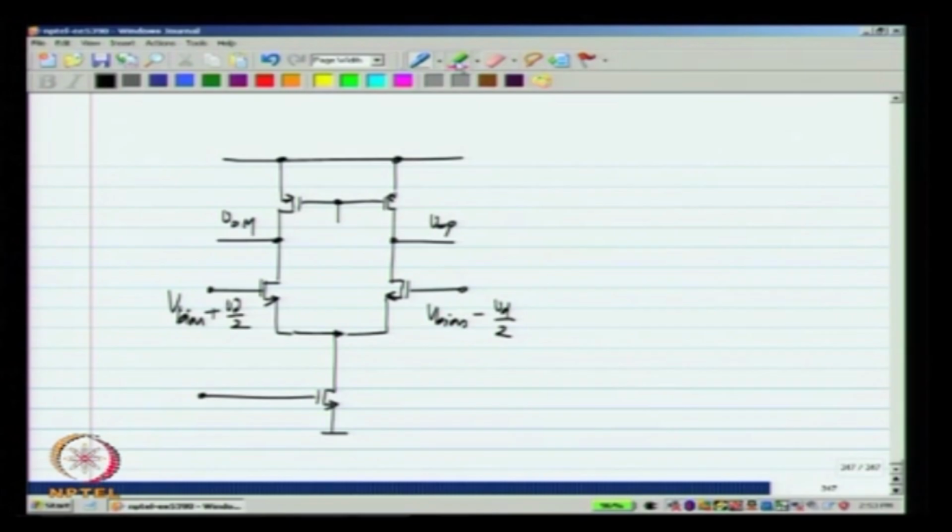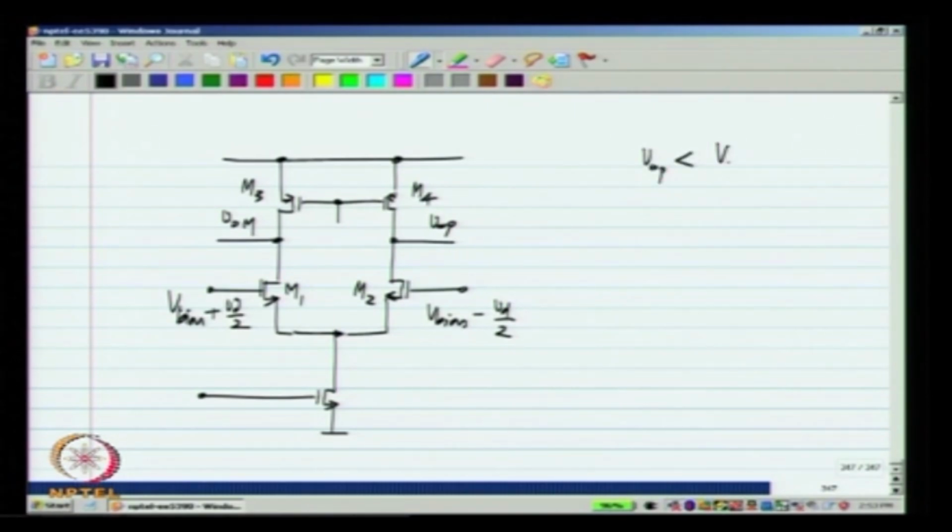We know that if VOP becomes very large, M4 goes into saturation, or M3 if VOM becomes very large. Similarly, if VOP becomes very small, either M1 or M2 go into triode region, that is if VOP becomes small, M2 goes into triode region, if VOM becomes small, M1 goes into triode region. Okay. And the limits are straightforward.